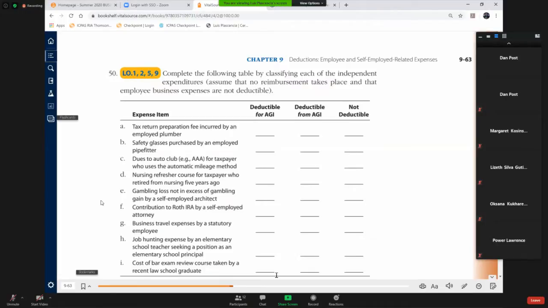Contribution to a Roth IRA by a self-employed attorney. We went over this one before. For AGI? No, it's a Roth IRA. You're on the right track when you said for AGI, but I gave you a hint. This is a Roth IRA, not a traditional IRA. Do not automatically assume that all IRAs are deductible for AGI. As I mentioned before, contributions to a Roth IRA are not deductible. So what happens when you pull the money out? Generally, that's considered tax-free. So it's not deductible because there is no deduction for it.